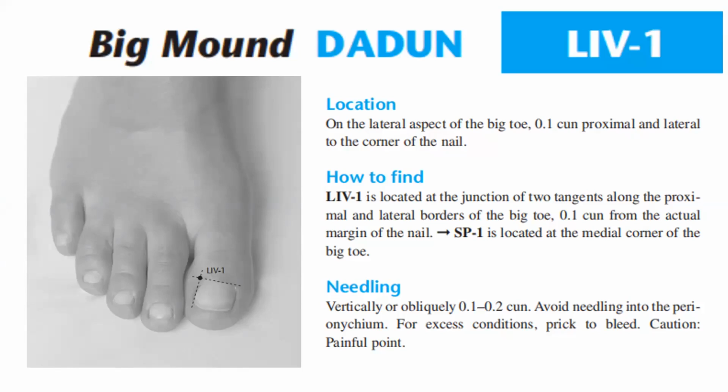Spleen 1 is located at the medial corner of the big toe. Needling: vertically or obliquely 0.1 to 0.2 cun. Avoid needling into the perineum. For excess conditions, prick to bleed. Caution, painful point.